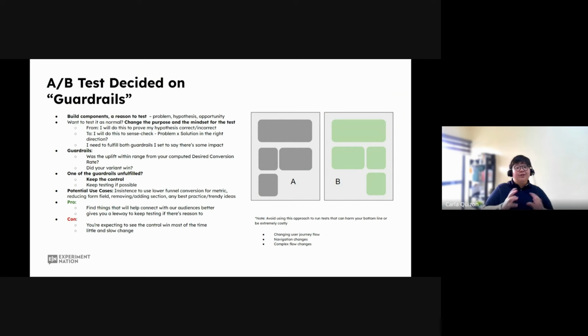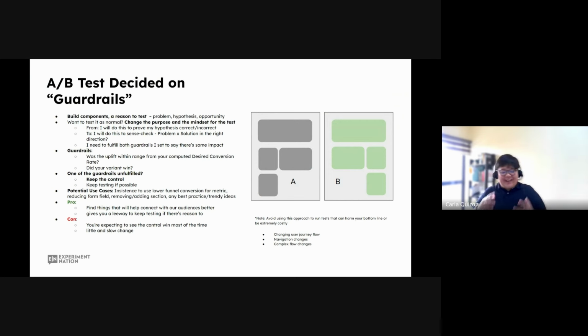So if my variant wins in this specific test, it should still pass my guardrails and be within my computed lift from my pre-test. If it didn't pass, then I'll have to continue looking. You know, if the guardrails dropped, we have to keep searching for the reason why it happened.